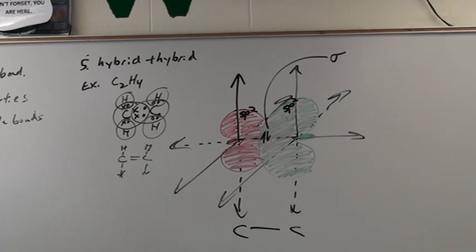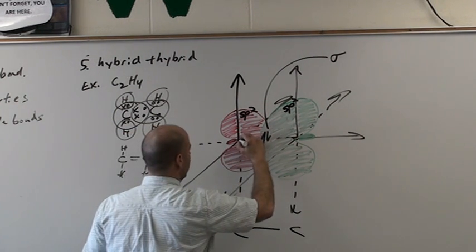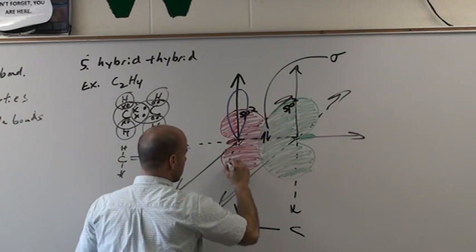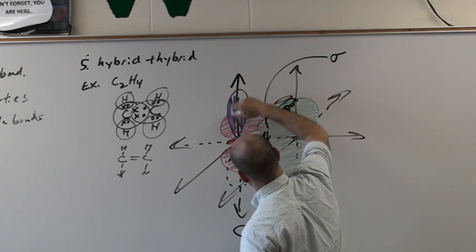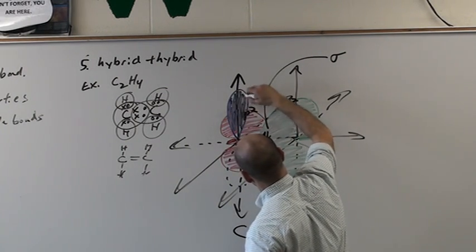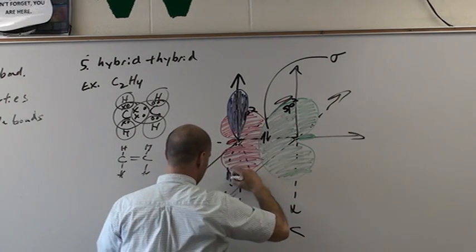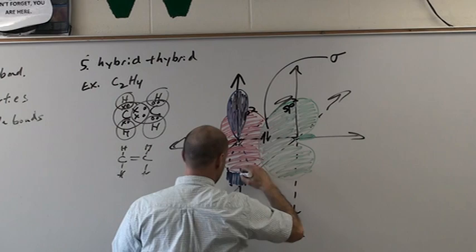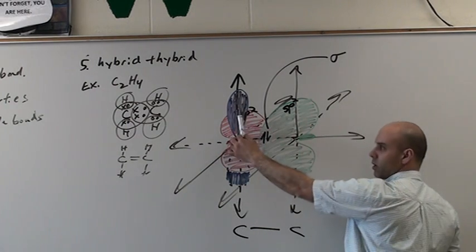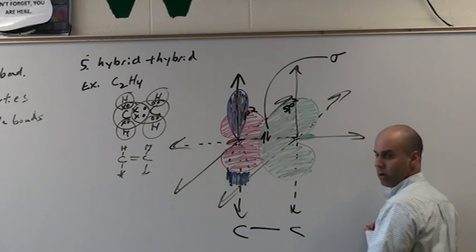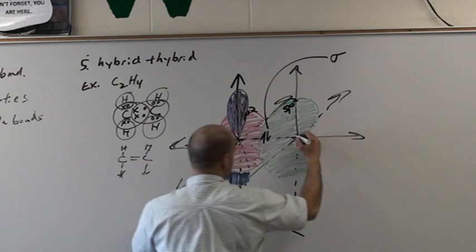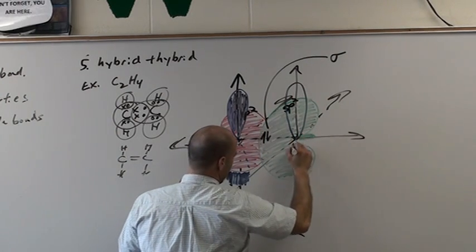Well, that's why we left that p orbital alone. That leftover p orbital is on the z-axis. Do you guys see what that one is? Yep. So that p orbital is on the z-axis, 1 lobe above, 1 lobe below. And the same thing is happening on the other carbon.